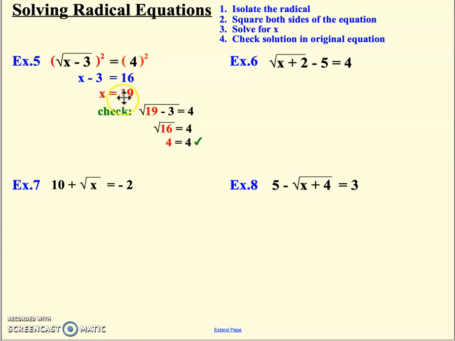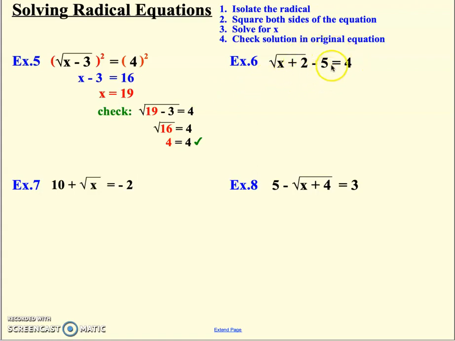The check amounts to you taking that solution and plugging it back into the original and seeing if it gives you a true statement. So 19 minus 3 is 16, square root of 16 is 4, 4 equals 4, checks out. Pretty good starter problem, basic work right there. You get rid of your root and go, and then don't forget to check.